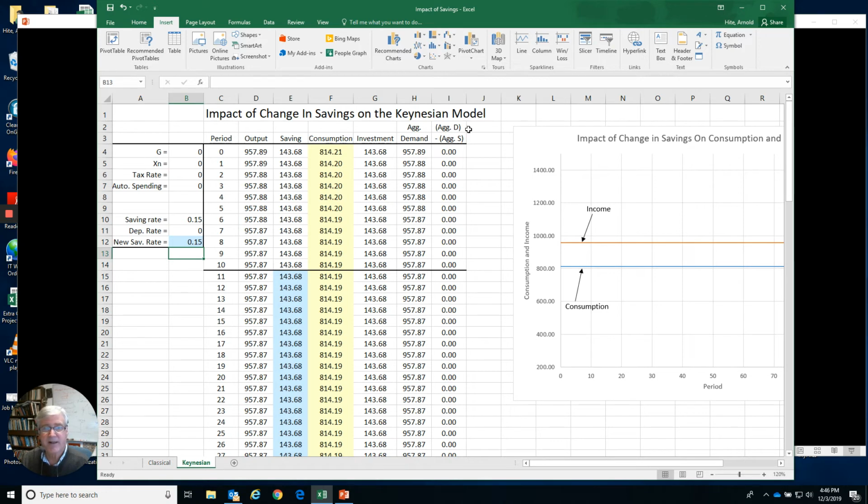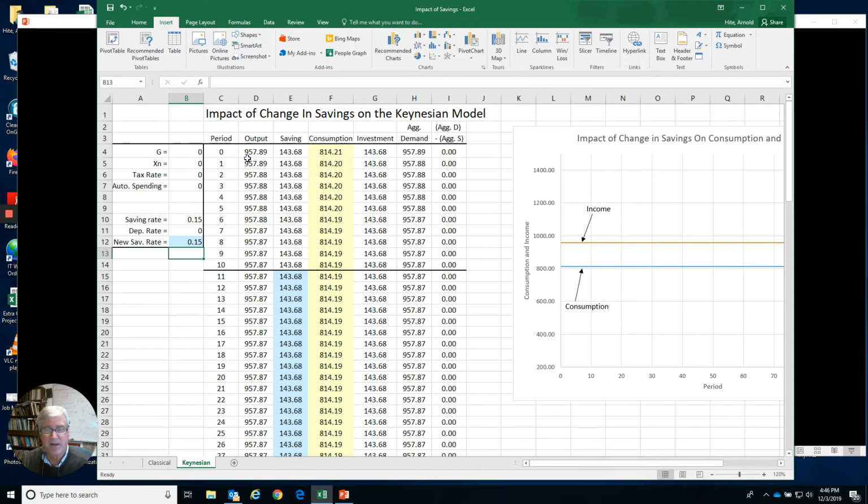Now, what I've done in this model is I've set government spending to zero, net exports to zero, taxes to zero, autonomous spending to zero. I just did that to make it really simple. In this very simple Keynesian model, all we have is consumption and investment. So aggregate demand, this column right here, is just the sum of consumption and investment. Here's output over here, or in the language of Keynes, this would be income, right?